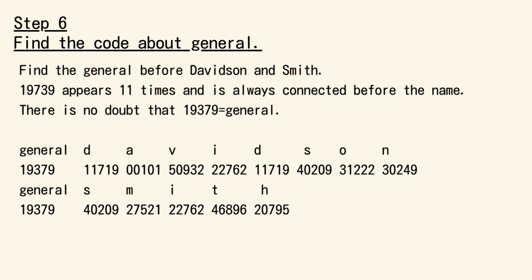Step 6. Find the code for "general." Find the general before Davidson and Smith. 19739 appears 11 times and is always connected before the name. There is no doubt that 19739 equals general.